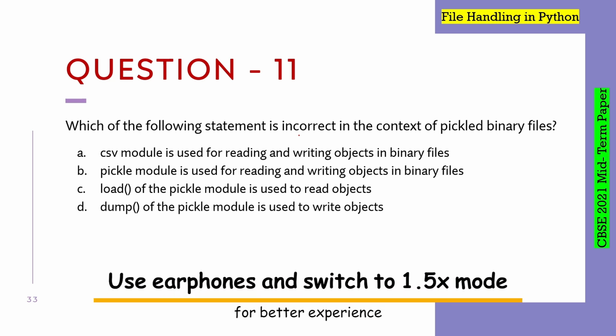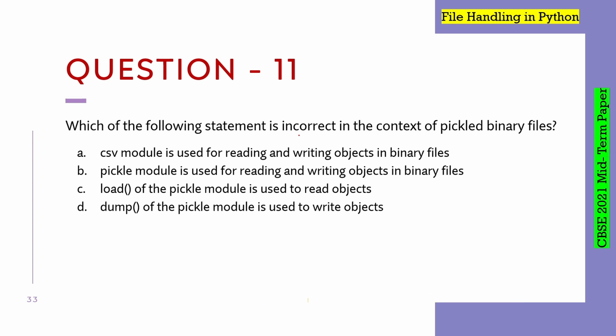So this is question number 11 from the CBSE midterm paper 2021, and this question comes under the topic file handling in Python. In this particular question, four statements have been given to you and it has been asked: out of these four statements, which one is incorrect in the context of pickled binary files. यानी कि बाइनरी फाइल्स के रेस्पेक्ट में कौन सी स्टेटमेंट गलत है.